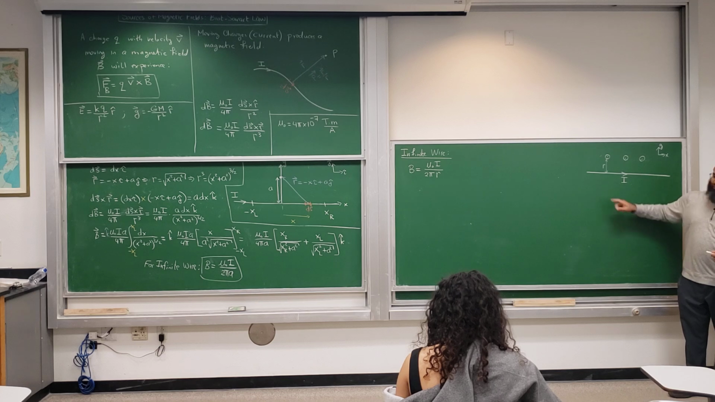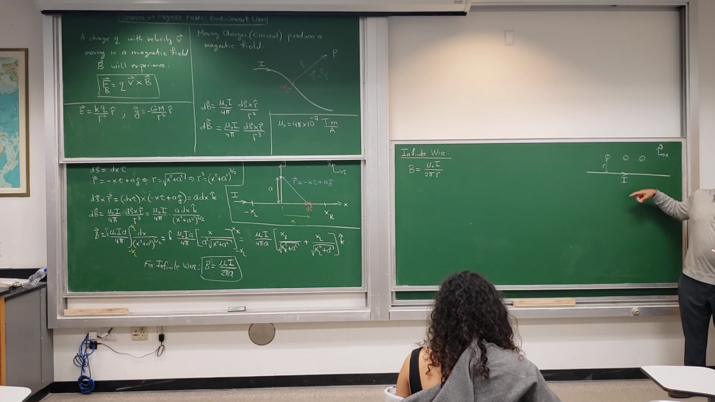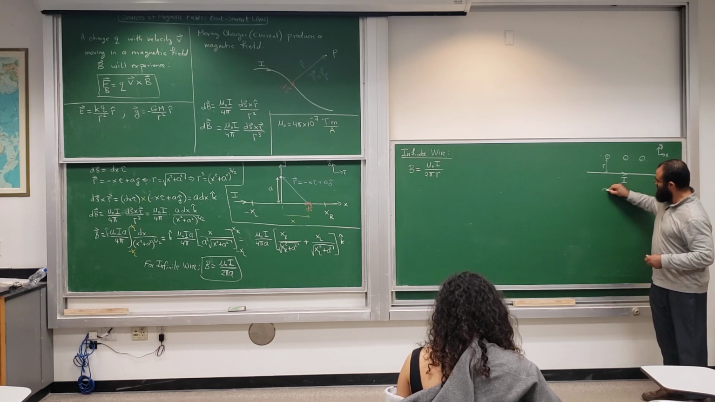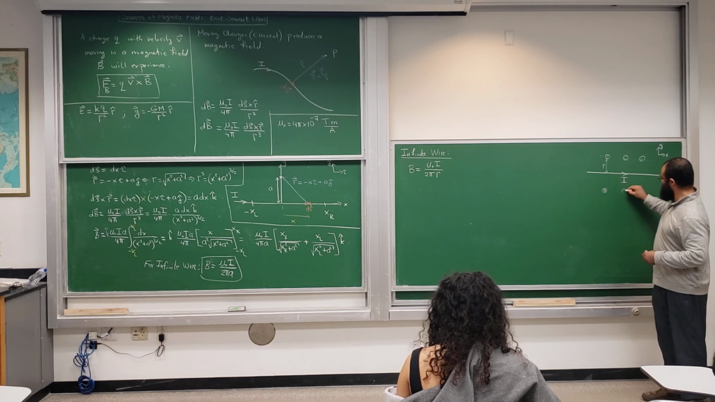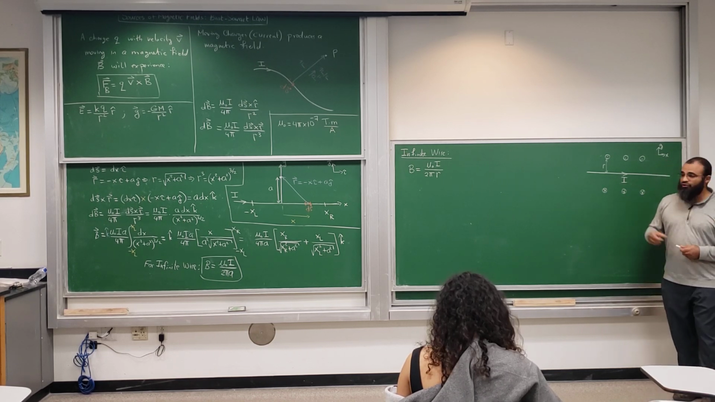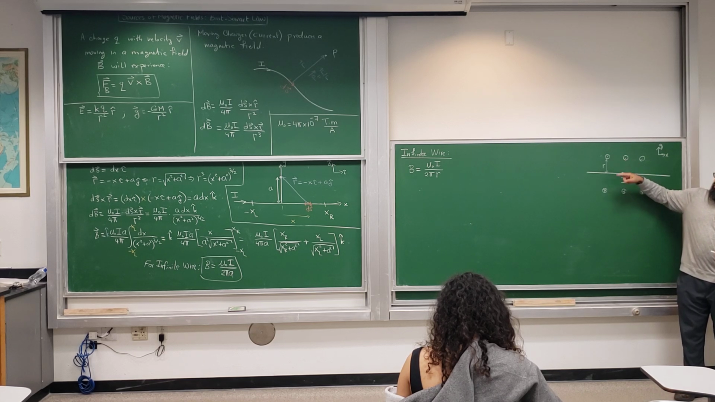How about here, below the wire? Go behind the board and look at it. So it would be into the board. So here, the magnetic field comes out, and then it goes in.